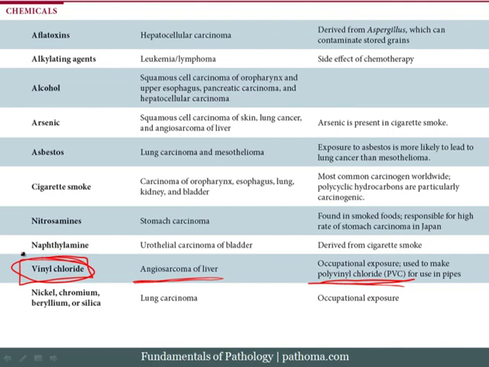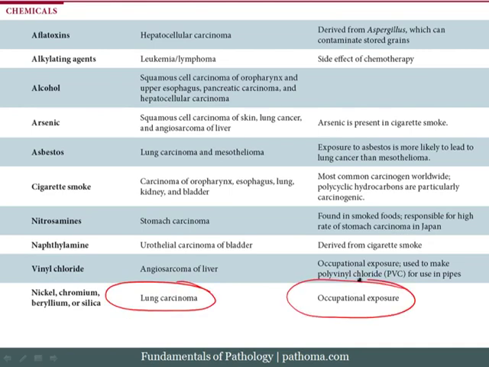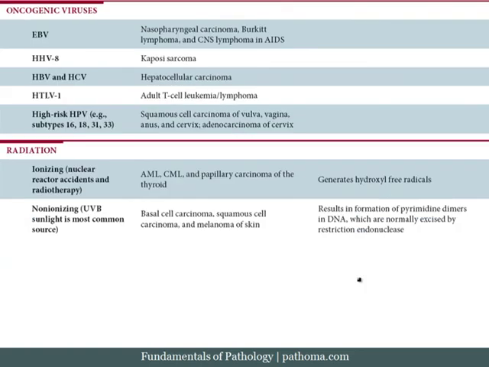Another important association, and the last in this particular list, is nickel, chromium, beryllium, or silica, and these are associated with lung cancer. And again, these are occupational exposures, and they increase the risk for formation of lung carcinoma.